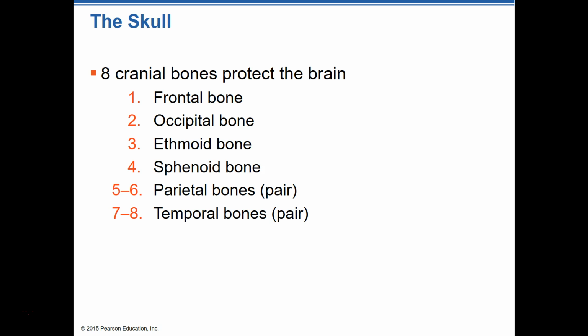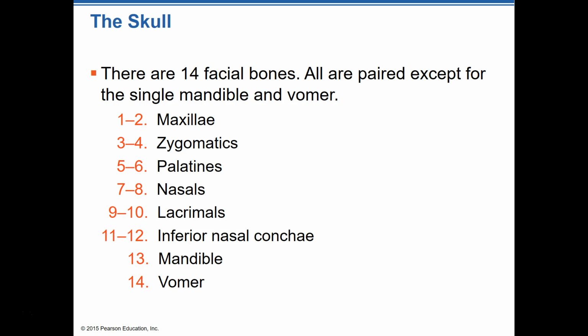So 8 cranial bones protect the brain. Remember, this is the first of the two sections. We've got the frontal, occipital, ethmoid, sphenoid, the parietal bones, the temporal bones, and there's 8 of them. And then there's 14 facial bones. Here's all the facial bones. All of them are paired except for the mandible and the vomer. All of these have pairs. There's more than one, so that's why there's 14 of them.